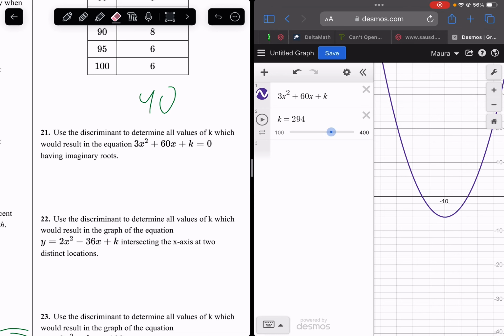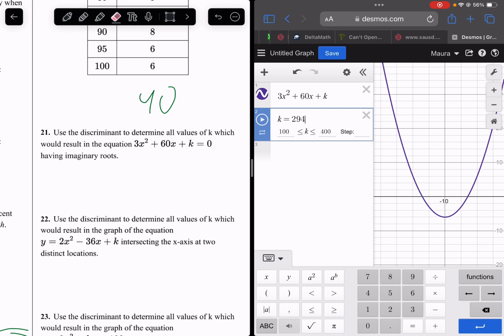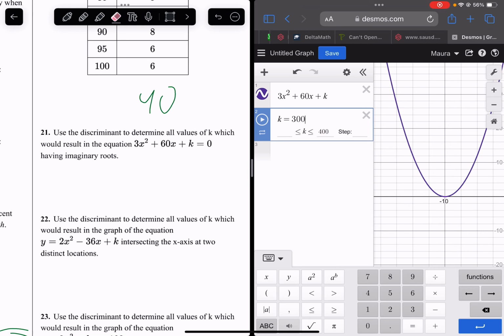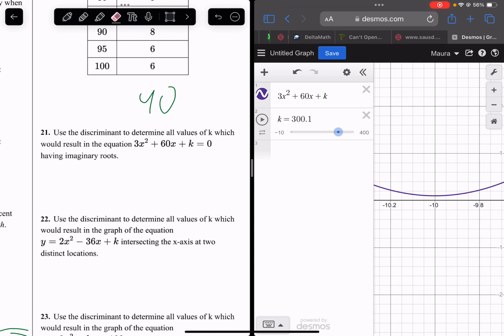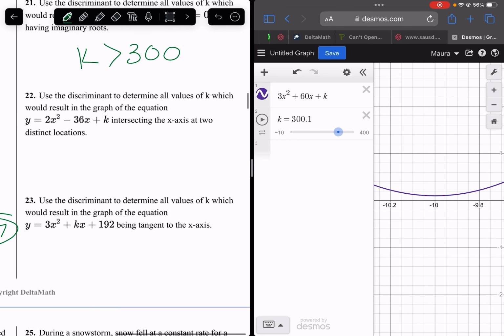So even if we change the k value to 300.1, okay? When I do that, you'll see we have no solution, right? No real solution, I should say. So basically, any value of k that is greater than 300 is going to give us a function with no real solution or imaginary roots. All right? Okay, so let's go ahead and try number 22.